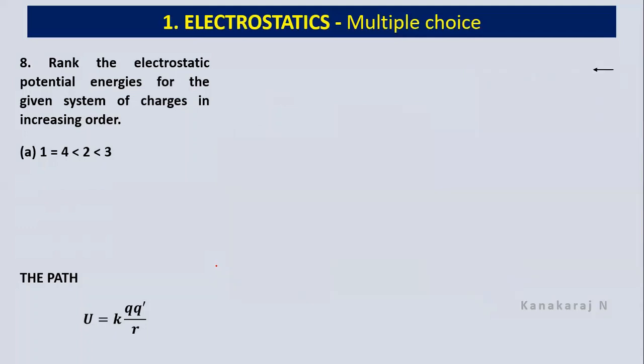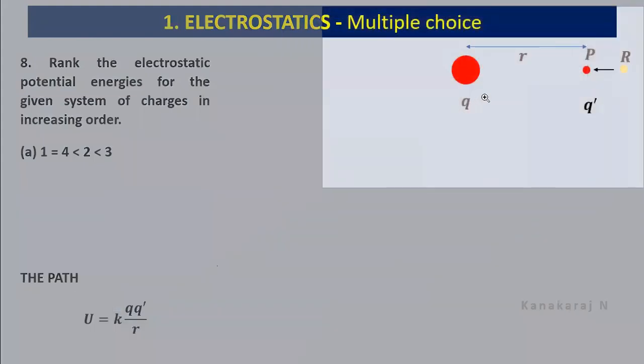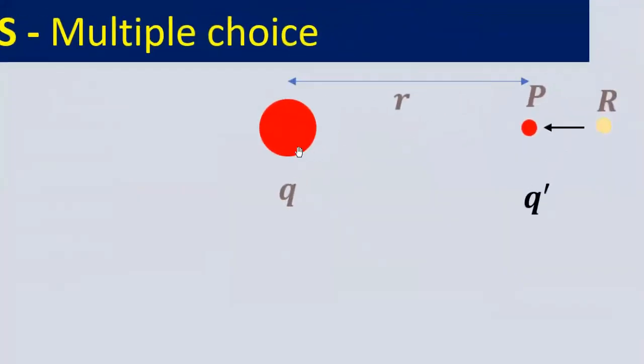The subject is very simple here. There are charges here. The source charge is Q, and the test charge is brought from R to P by doing a small work. We call it del W. That del W will be stored in the system as the potential energy, del U.